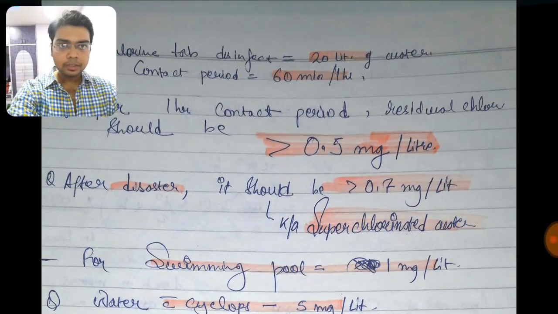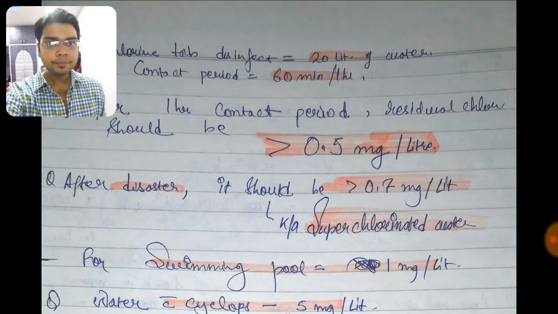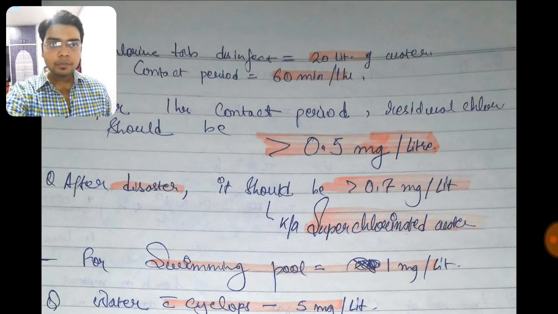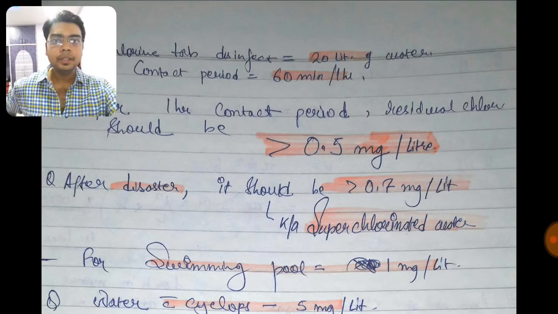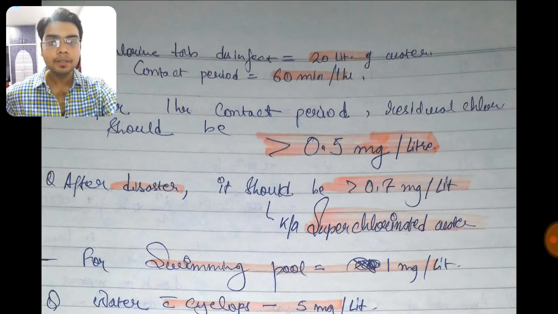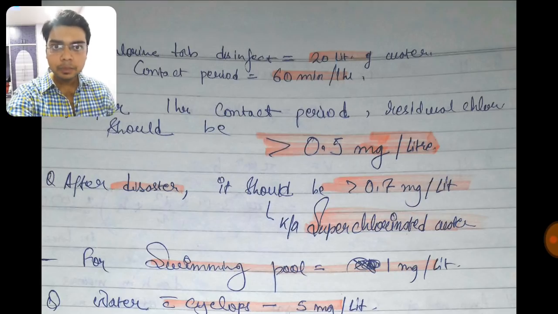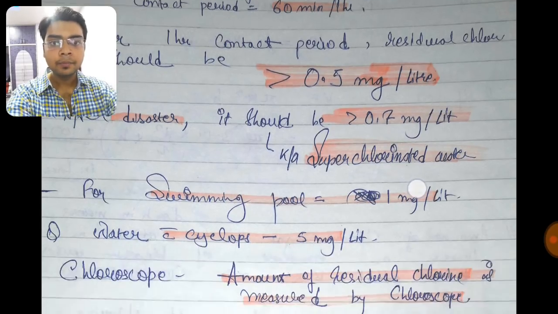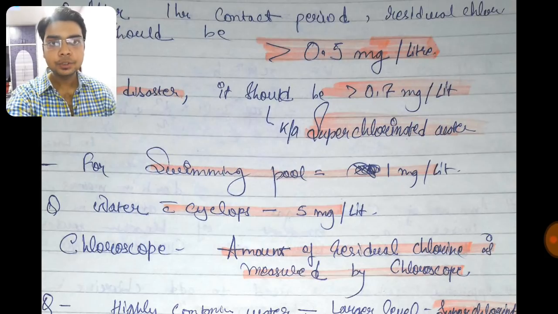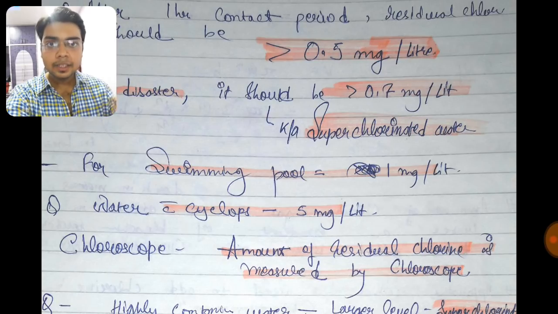Now this is regarding chlorination, another important topic from community medicine. After 1 hour of contact period, the residual chlorine should be 0.5 milligram per liter, greater than 0.5 milligram per liter. In case of disaster, it should be superchlorinated water, that is greater than 0.7 milligram per liter. In a swimming pool it should be 1 milligram per liter. In water infected with cyclops it should be 5 milligram per liter. Chloroscope is an instrument used to measure the amount of residual chlorine.